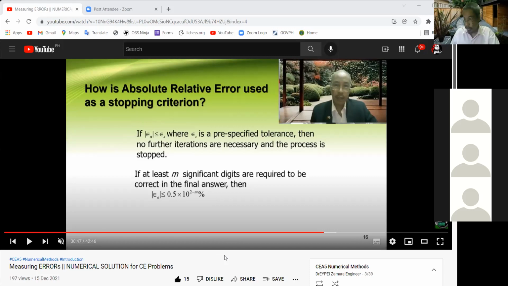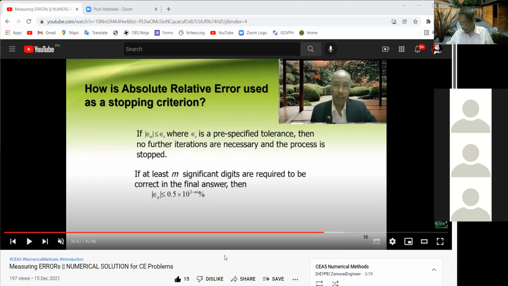In your monitor, you are looking at how absolute relative error is used as a stopping criterion. This formula is the stopping criterion. What is the stopping criterion? I will write it down so that you can take a look at it. The stopping criterion is epsilon s, which is equal to 0.5 times 10 raised to the exponent 2 minus m, in terms of percent. That is the stopping criterion.